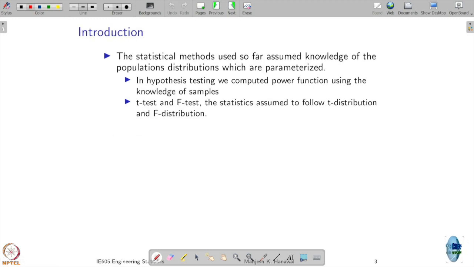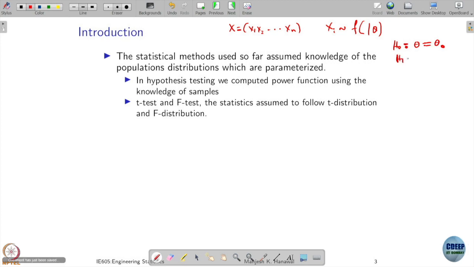Okay, let's get started with what we mean by this non-parametric estimation. So the statistical methods we use so far assume the knowledge of the population's distributions, and that too we assume they are parameterized. For example, we assume that the sample we have, the xi's, come from a certain distribution with a parameter theta, and then we set up our tests as whether this theta is a particular value, like theta naught, or not. Okay, and we did that using hypothesis testing.